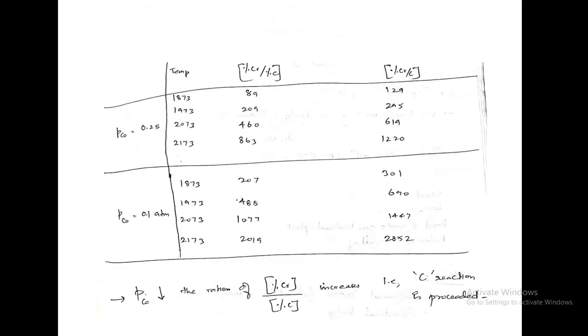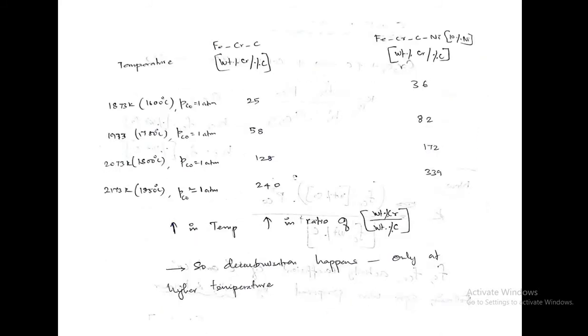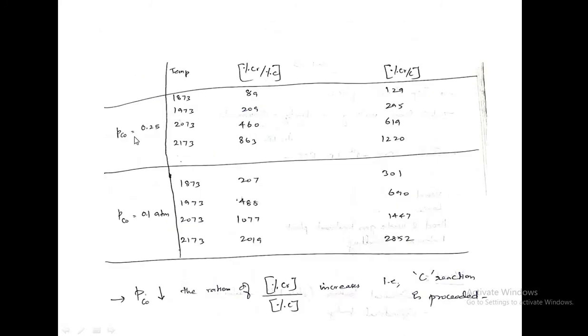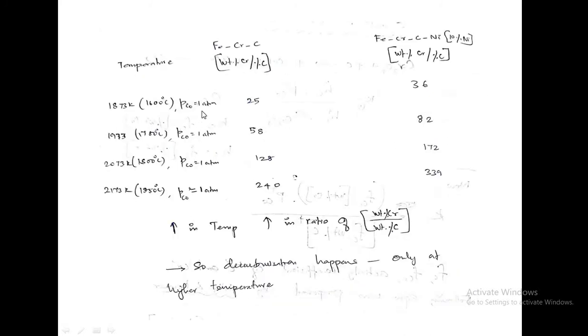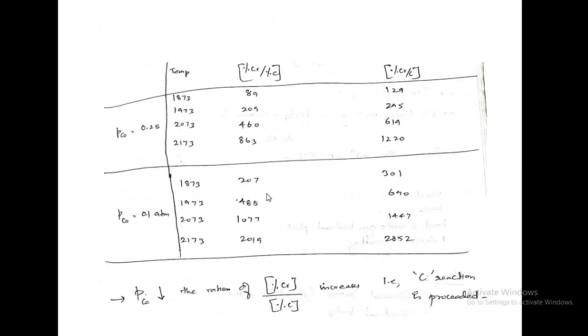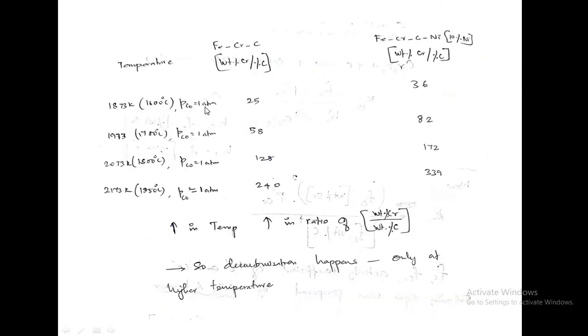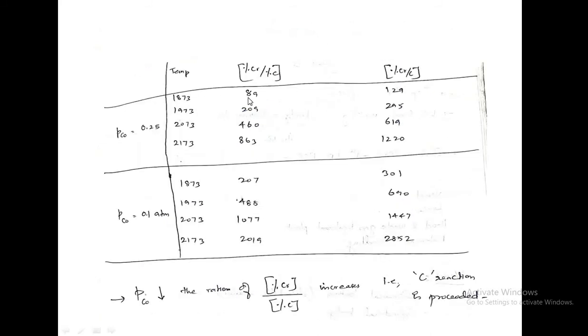So only on varying temperature we found that the value is increasing, but on varying the partial pressure we didn't know yet. So now we vary the partial pressure of carbon monoxide, say to 0.25. Here, at 1 atmospheric pressure, it is 25; for 0.25 it is 89. On reducing the pressure to 0.25 it is 89, so it is increasing. So we have to reduce the partial pressure of carbon monoxide also.